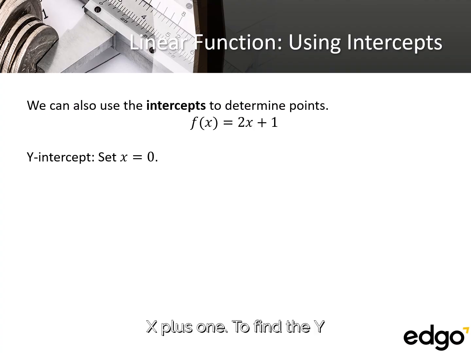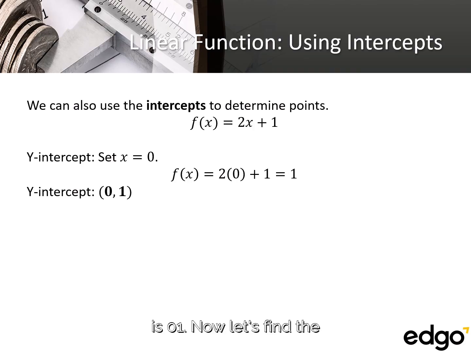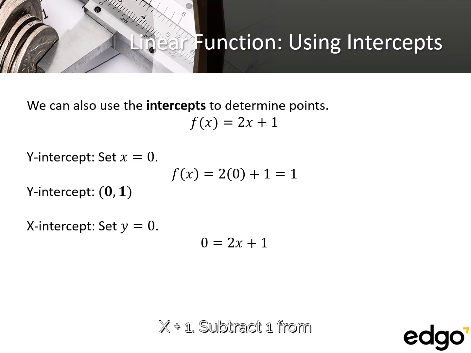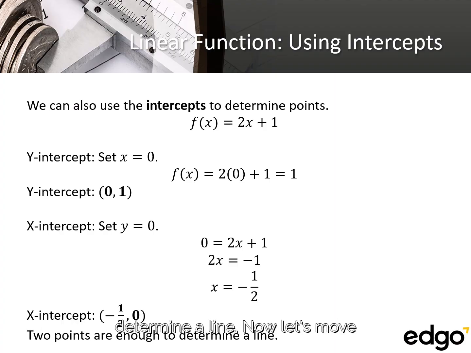To find the y-intercept, we set x equal to 0. Substituting 0 gives us y equal to 1. So the y-intercept is (0, 1). Now let's find the x-intercept. We set y equal to 0. So 0 = 2x + 1. Subtract 1 from both sides. We get 2x = -1. Therefore, x = -1/2. So the x-intercept is (-1/2, 0). Remember, 2 points are enough to determine a line.